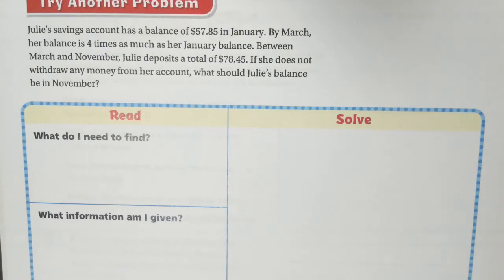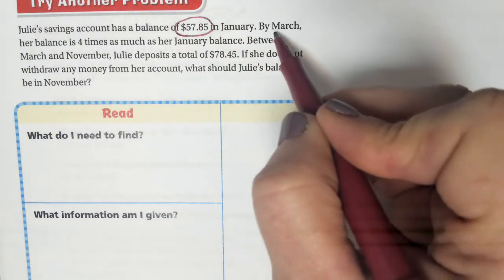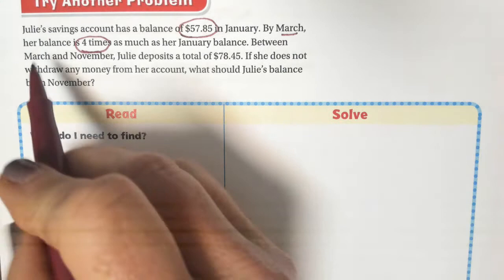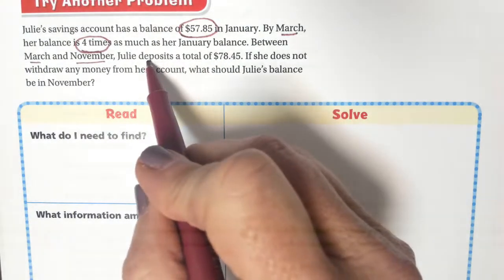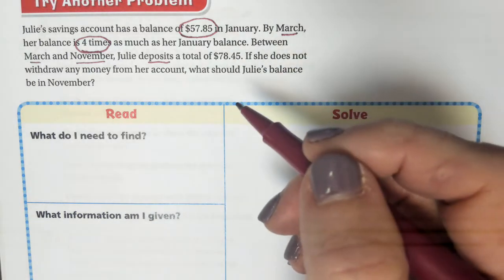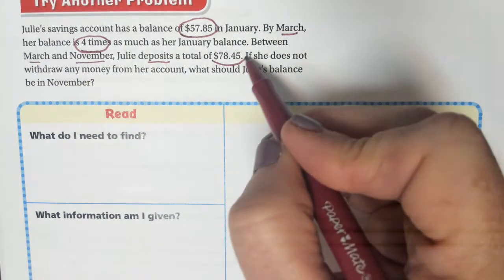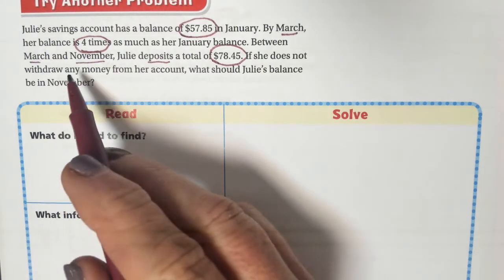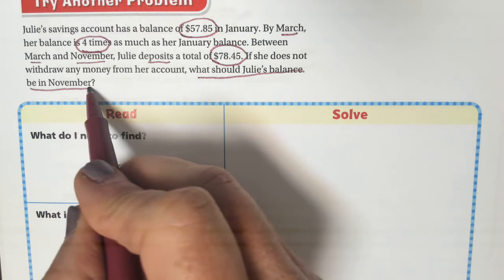So Julie has a savings account, and her balance is $57.85 in January. By March, she had 4 times as much money as her January balance. Between March and November, she deposits. What does that mean? Am I adding or subtracting money? Heidi? Adding. I'm adding money, so $78.45. If she does not take away any money from her account, this is what I'm going to need to find. What is Julie's balance in November?